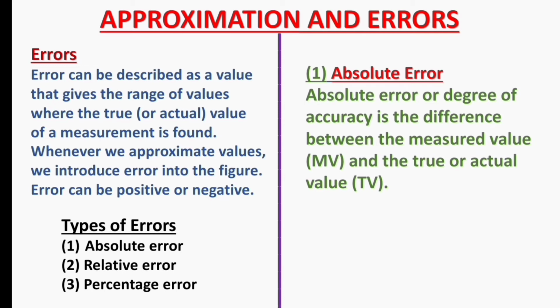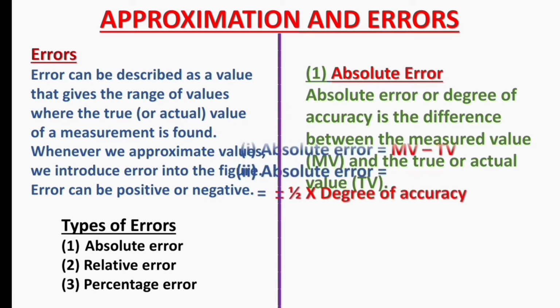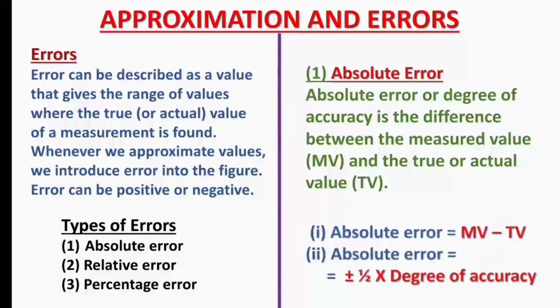Number one, absolute error. From definition, absolute error or degree of accuracy is the difference between the measured value and the true or actual value. That means that the formula for absolute error is number one, the absolute error is the measured value minus the true value. The second formula is absolute error is plus or minus half of the degree of accuracy in the approximation.